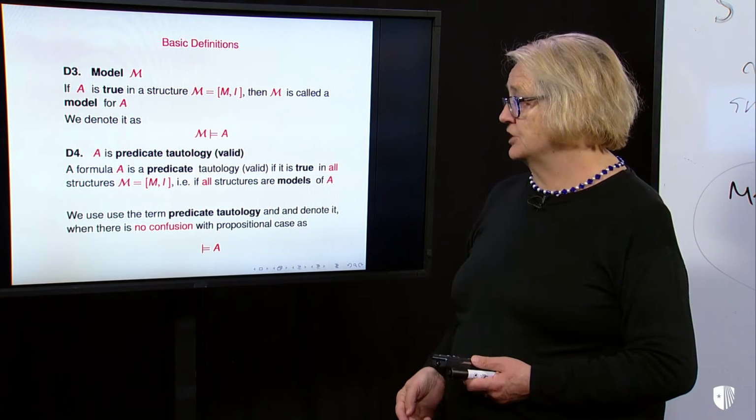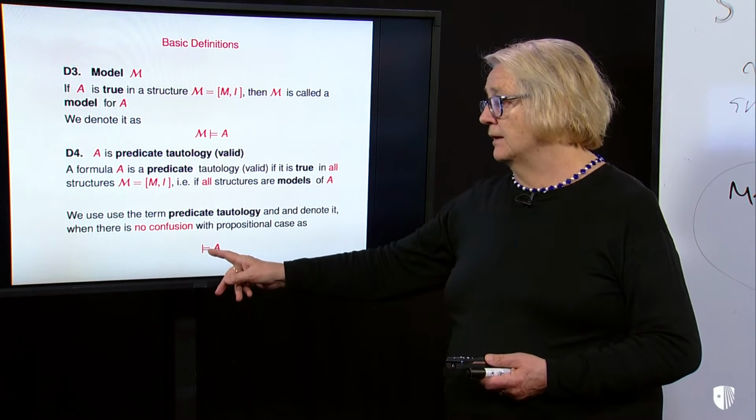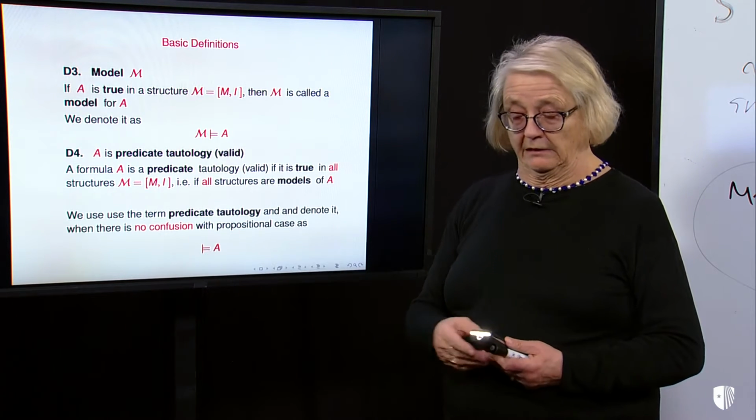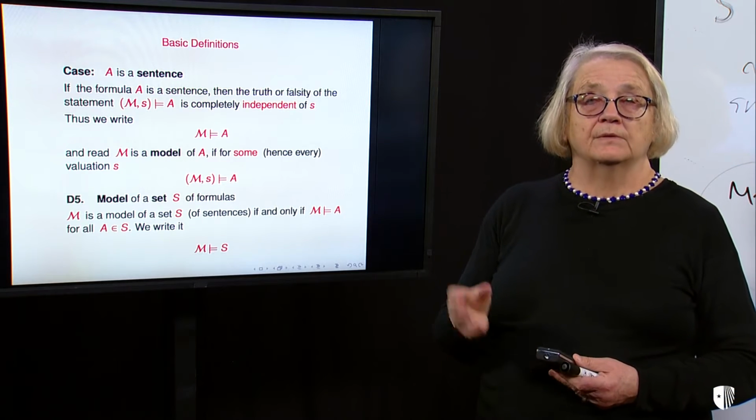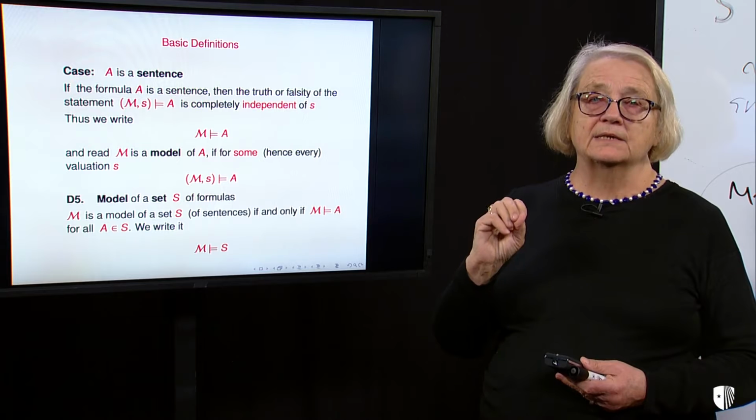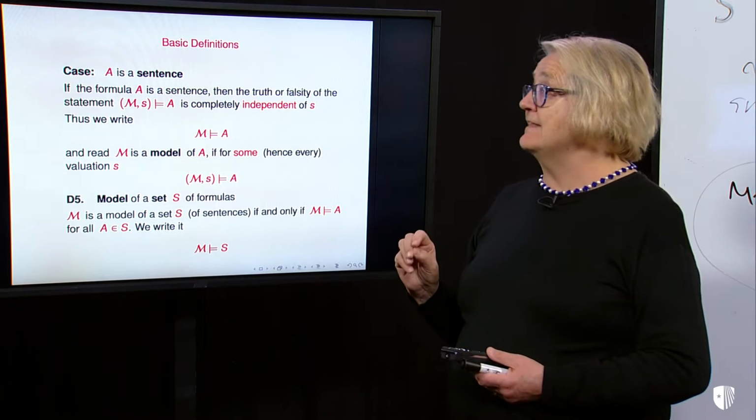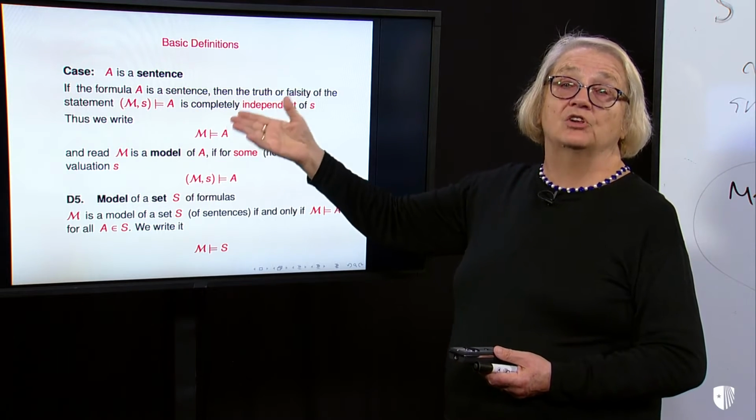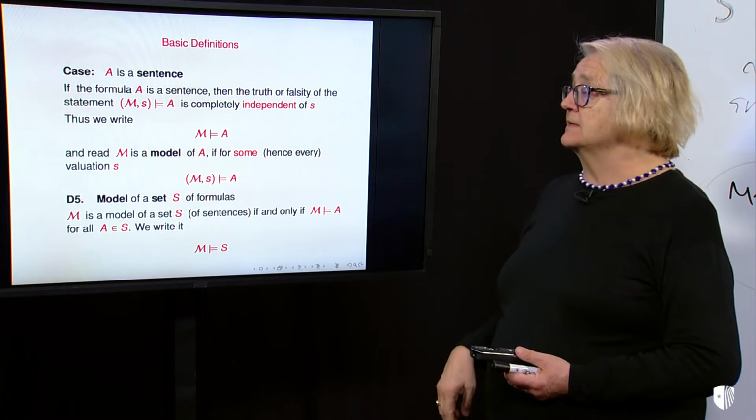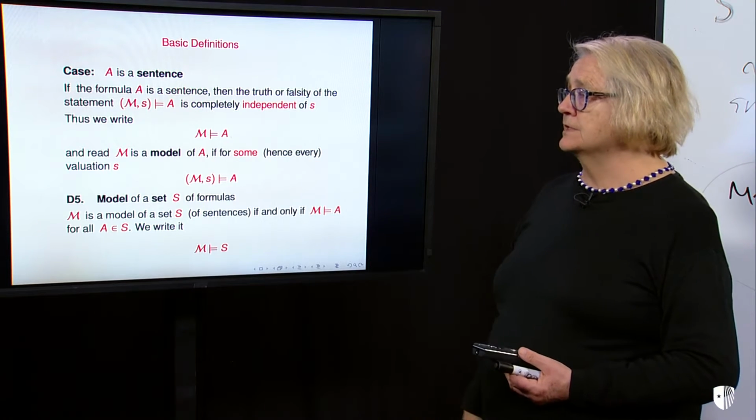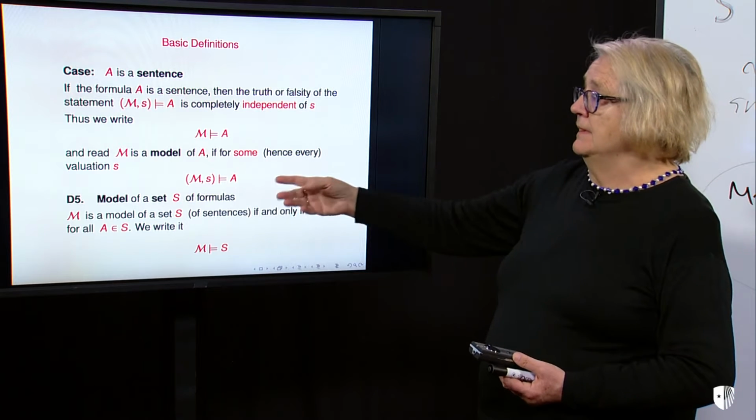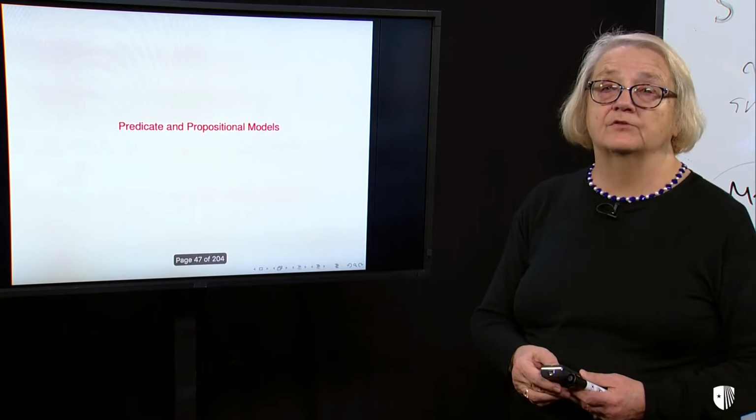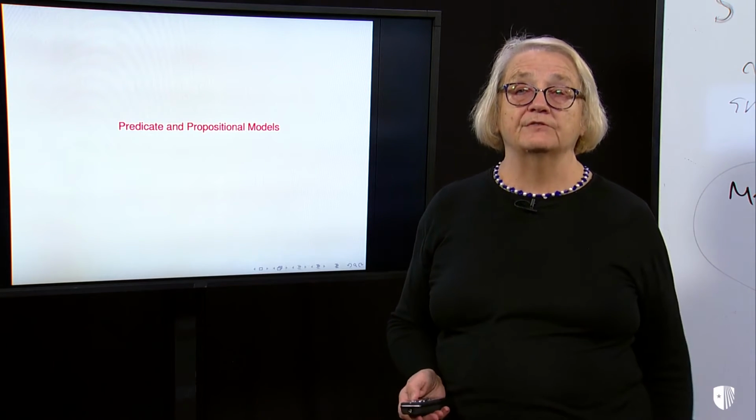So that was our definition of tautology, and we will use tautology in this chapter, just tautology A, without putting a little p here. And remember that in the case, which we also proved, that A is a sentence, the truth and falsity does not depend on S. So we write that M is a model if for some S, M, S is a model, and the same for a set of formulas F. So this is just a reminder of basic definitions.